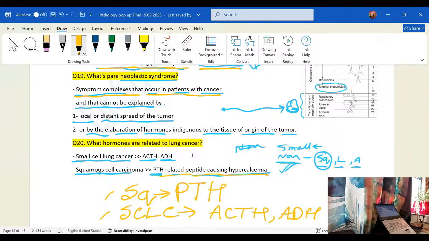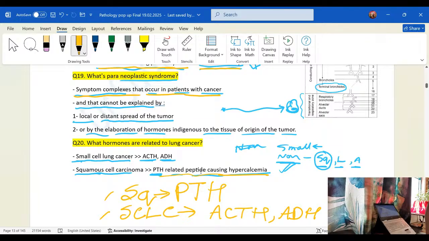Small cell lung cancer causes ectopic ACTH and ADH. Squamous cell lung cancer causes PTH-related peptide, causing hypercalcemia.